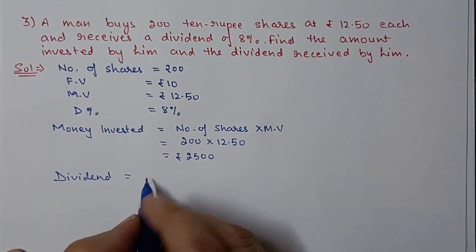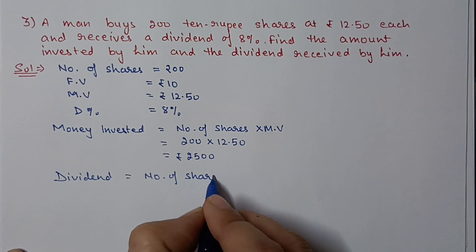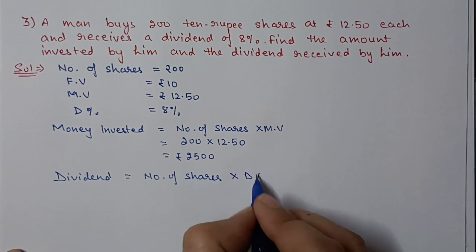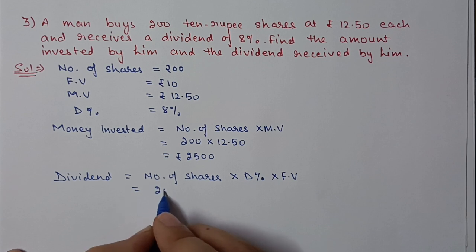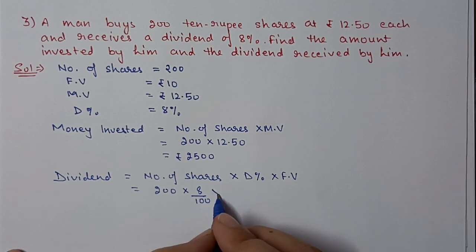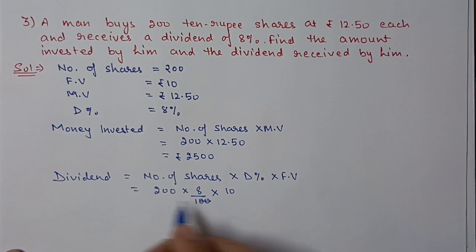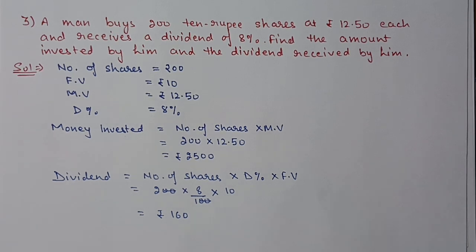Next you have to calculate dividend. Dividend is equal to number of shares multiply by dividend percentage multiply by face value. We have 200 shares, dividend percentage is 8 by 100 and face value is 10 rupees. So 2 into 8 is 16, and 10, 160 rupees.